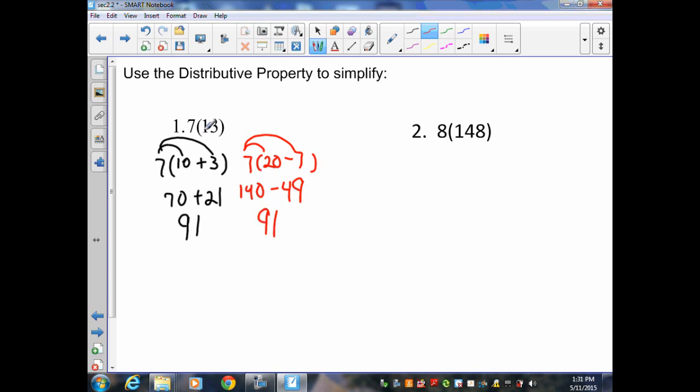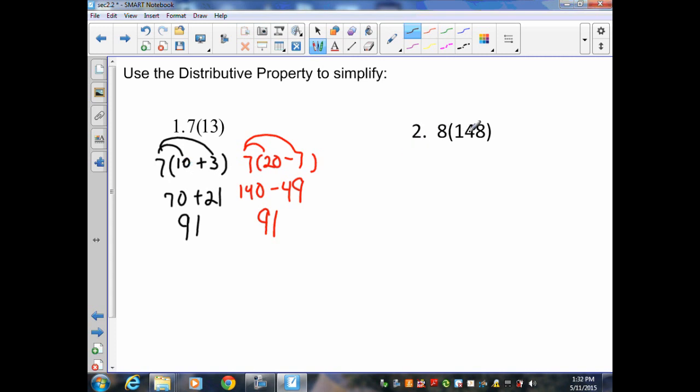You actually could have used 15, 15 minus 2. But the difficulty might be taking 7 times 15. So a lot of times it's better to take a number that has a 0 in it or a tens digit. And that way it's easier to use your product.